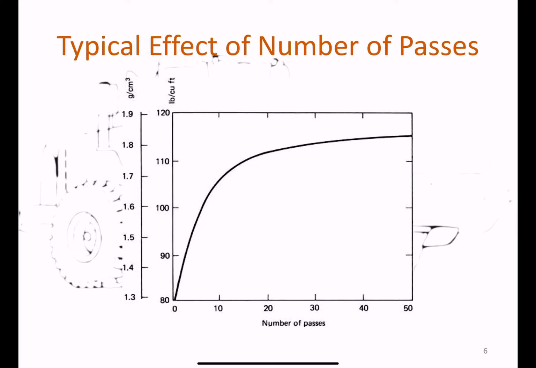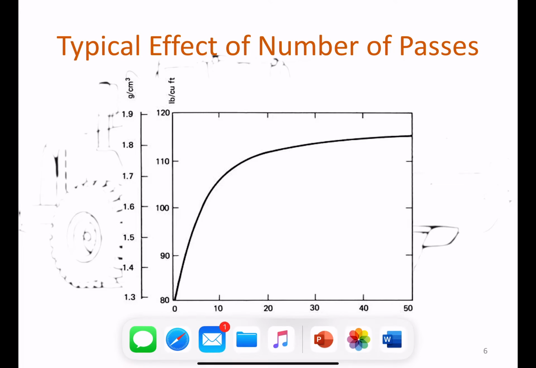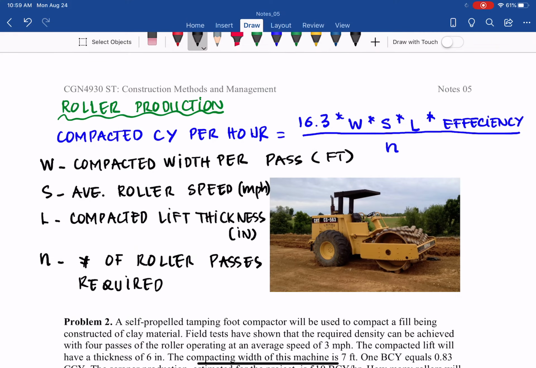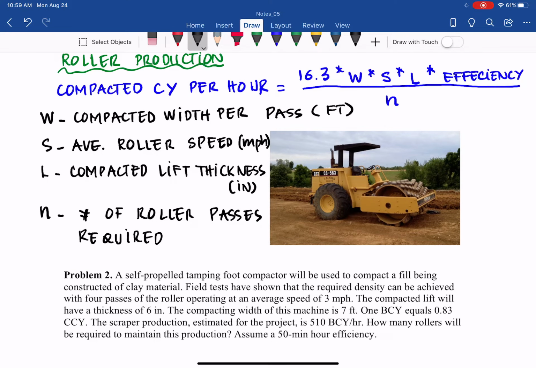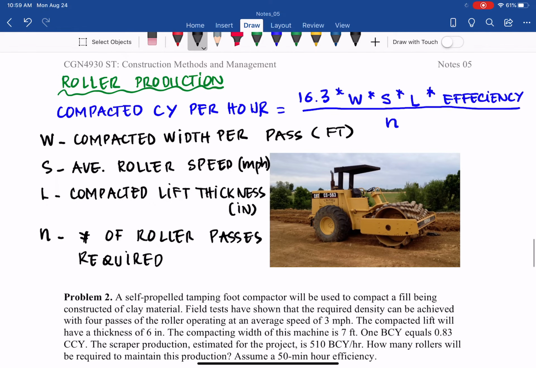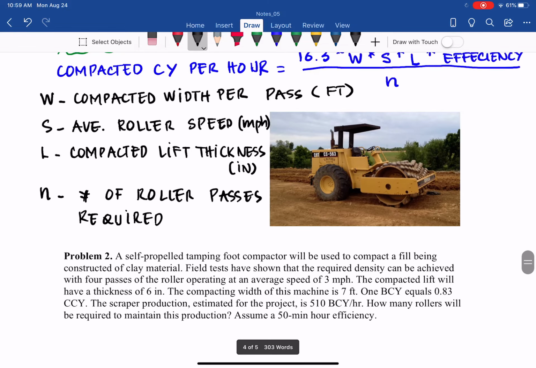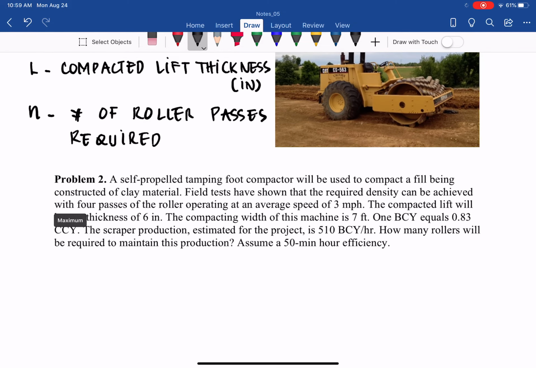But basically here you can see 50 passes does not increase so much the desired dry density for the soil. And normally we will specify that in here, that is the number of passes. Of course, if we increase the number of passes in the denominator, it will reduce the roller production. So let's apply that in problem 2 here.